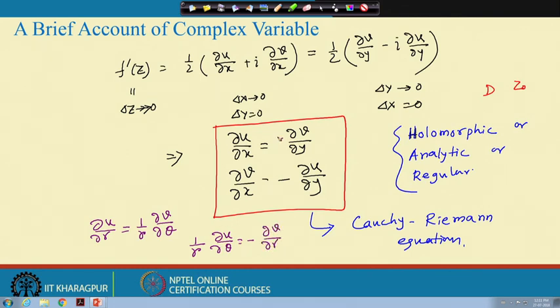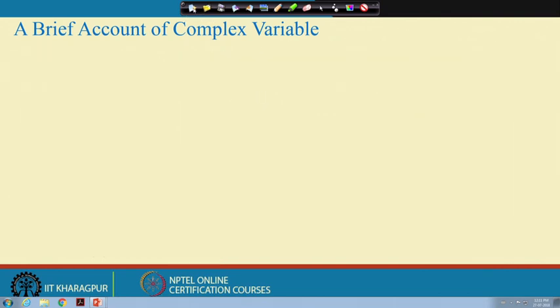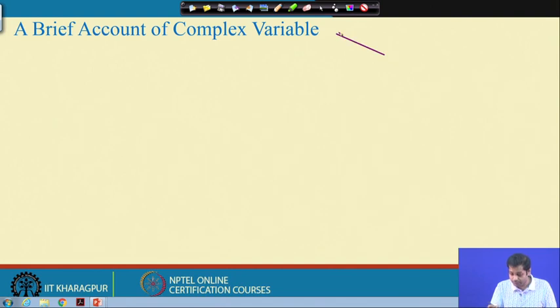So, this corresponds to the first one, this corresponds to the second one. So, it is the same Cauchy-Riemann equation, but using r and theta, expressing z in terms of r and theta. Now, as I said, this equation, the Cauchy-Riemann equation, tells another important story. Let us find out that.